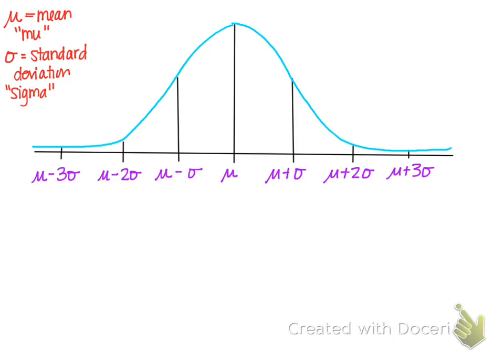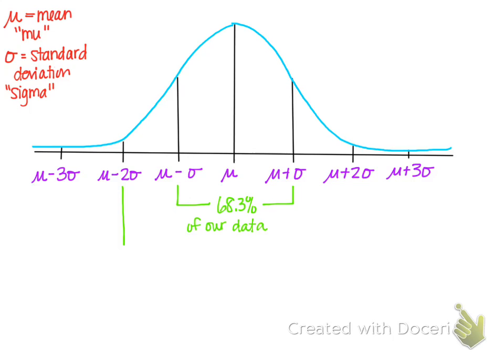I'm going to give you the most important part about this. Between this value and this value is 68.3% of the data. So 68.3% of our data lies between these two intervals. To get these intervals, you take your mean, which is given to you, and your standard deviation, which was given to you. For this value, you take the mean and subtract the standard deviation. And for this value, you take the mean and add the standard deviation.